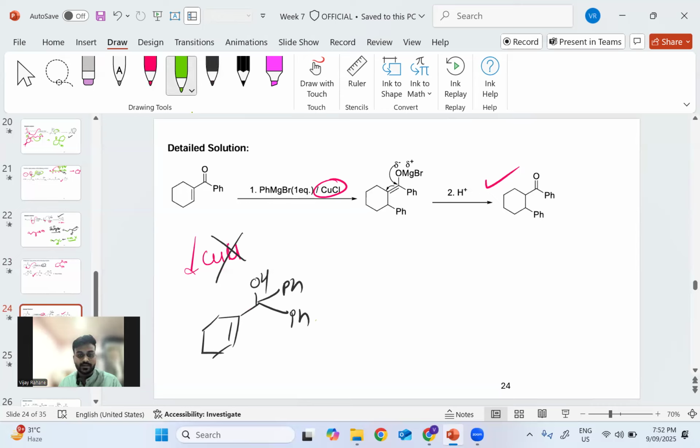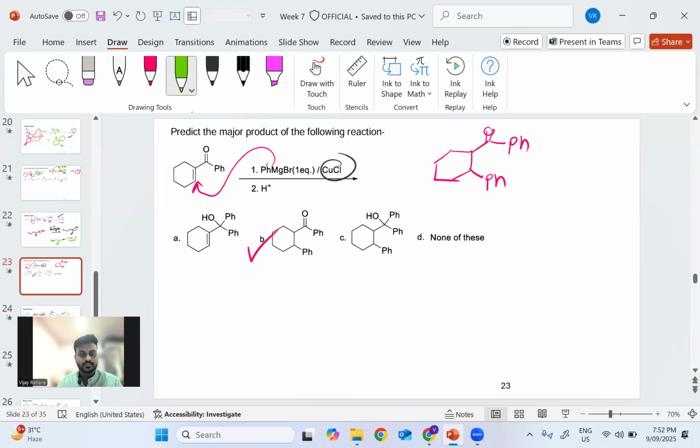So this newly comes from the phenyl magnesium bromide. In this way, these are the problems which drive the reactivity, whether it acts on the carbonyl center or the olefinic carbon, in such alpha beta unsaturated ketone or alpha beta unsaturated aldehyde sort of systems.